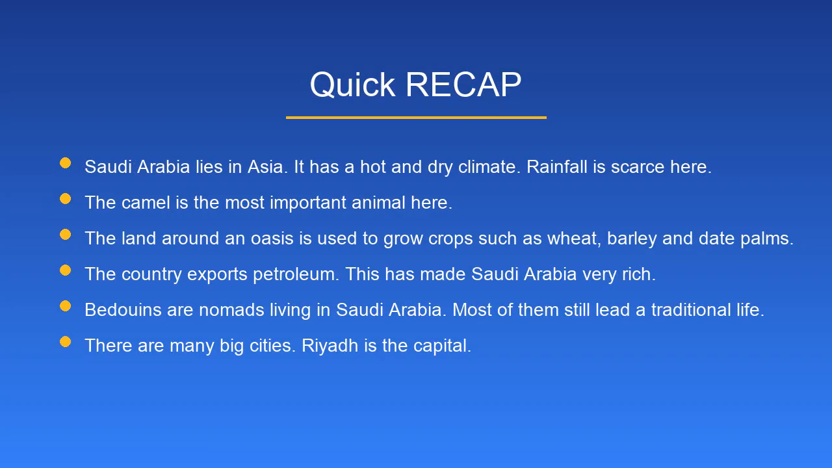Quick recap. Saudi Arabia lies in Asia. It has a hot and dry climate. Rainfall is scarce here. The camel is the most important animal here. The land around an oasis is used to grow crops such as wheat, barley, and date palms. The country exports petroleum. This has made Saudi Arabia very rich.